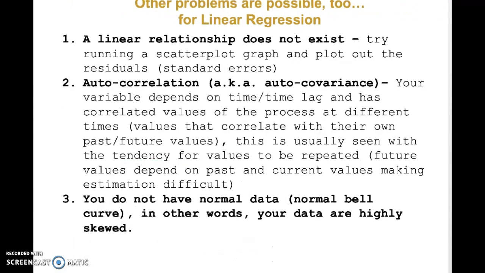Other problems are possible too for linear regression. If you're running a linear regression, OLS regression, it is possible that perhaps a linear relationship does not exist. So try running a scatter plot graph and plot out the residuals, or what we call the standard errors. And so you can do a scatter plot that shows a potential relationship between your independent and dependent. All you would do in SPSS is go to the graphs menu, and then chart builder, and you just select scatter plot.